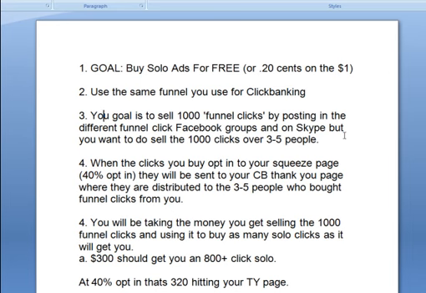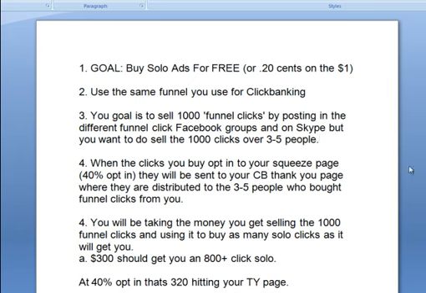People actually sell funnel clicks on Skype, and you could post your ad for funnel clicks pretty much in any solo ad room because there's a lot of people buying funnel clicks now. And give or take, and this needs to be tested a little bit, some people find it more streamlined to do things at different amounts, but what I find is that you generally want to try to sell 1,000 funnel clicks over 3 to 5 people.